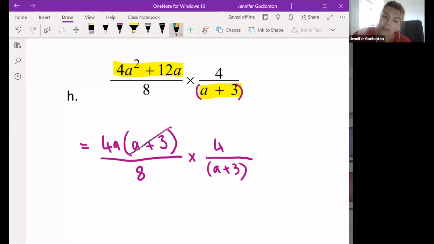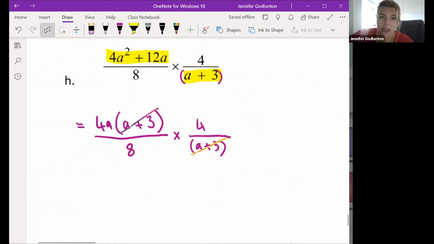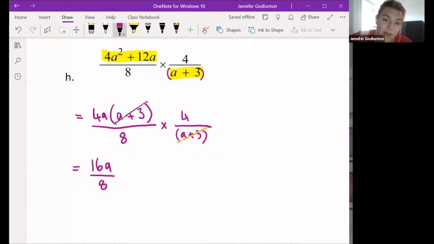So that a plus 3 can cancel with that a plus 3. If you feel uncomfortable with cross simplifying your numbers, you can do it a little bit of a longer way. You can say 4a times 4 is going to give me 16a, and I'm dividing that by 8. And then my final answer is just going to be 16 divided by 8, which is 2. And so that would be my end answer.